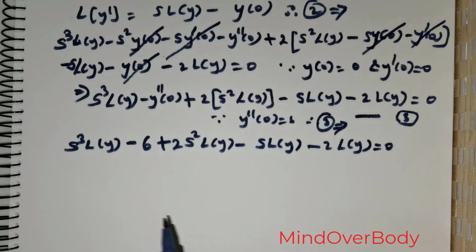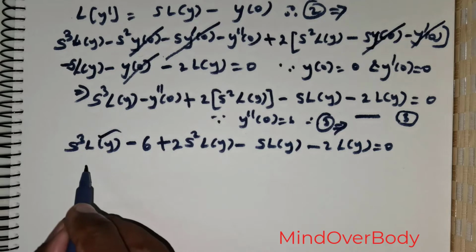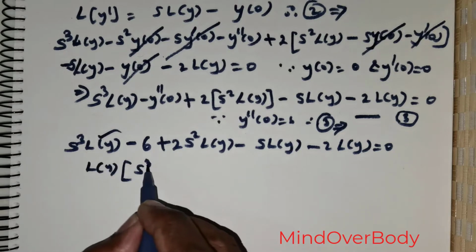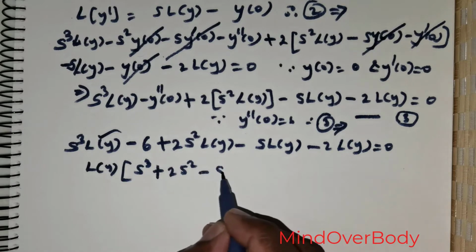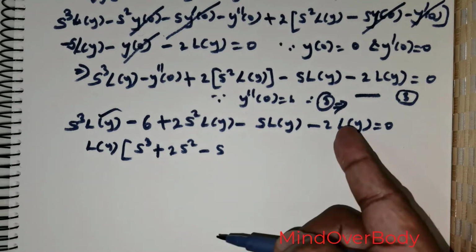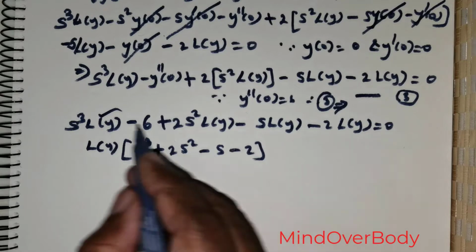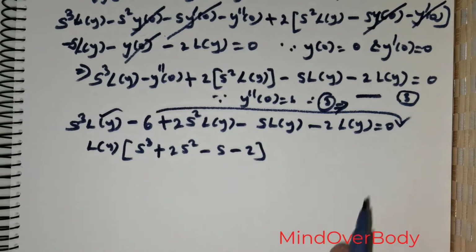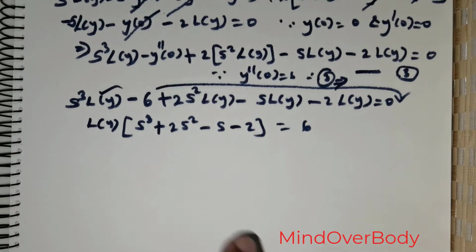Now what I'm going to do, I'm going to take L of y common. So this is going to be L of y times s cubed, positive 2 times s squared, negative s, and I've got a negative 2 there, and I've got a negative 6. I can take this negative 6 onto the other side, so that would mean 6 would occur there. So this is what I've got.